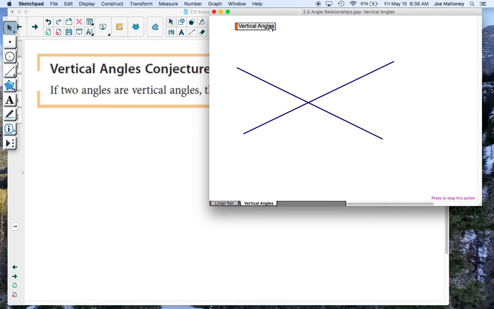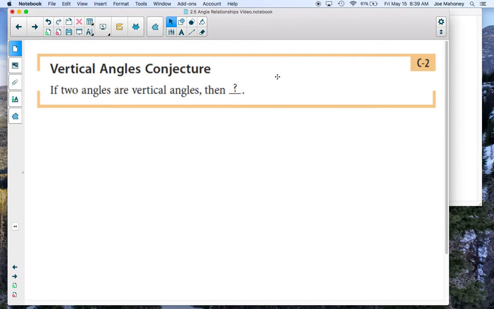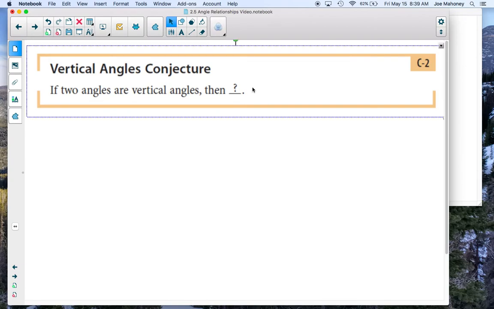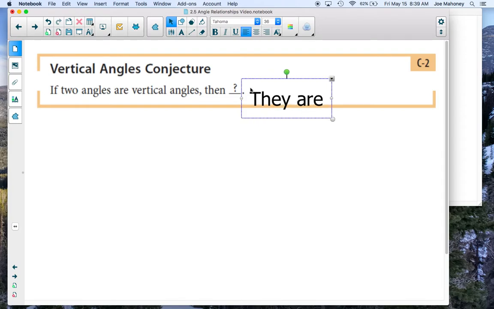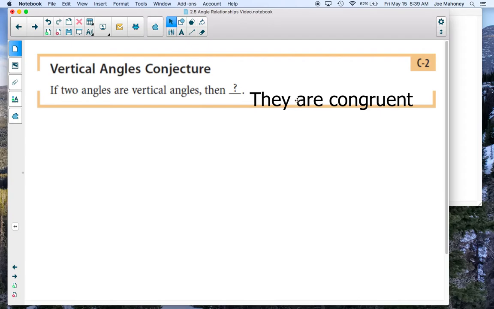So tell me, what did you notice? So I'll run it one more time for you. The red angle rotates around to the other vertical angle. So what's true about the measures of the vertical angles? So if you're telling me that the vertical angles are congruent, you are correct.